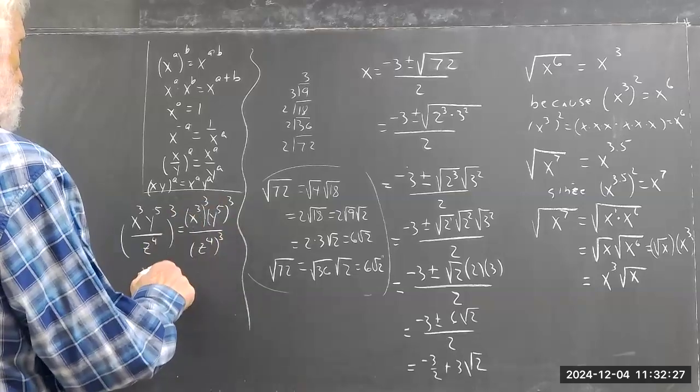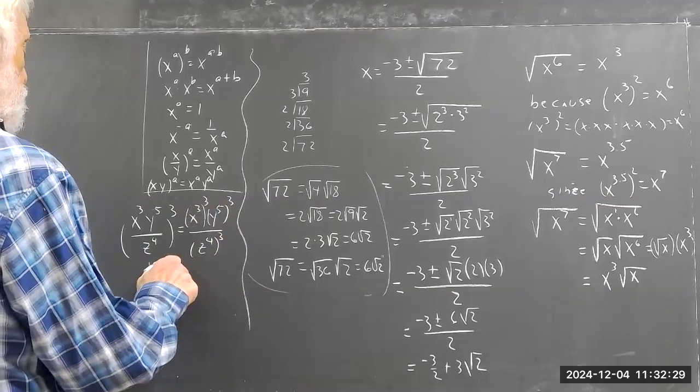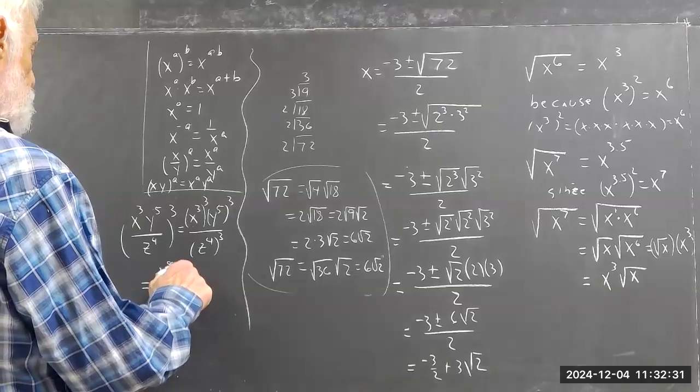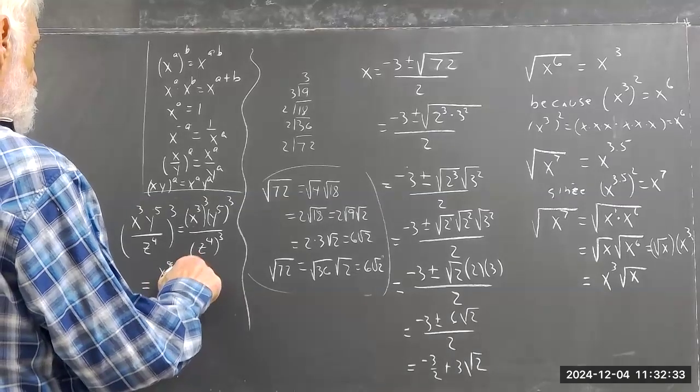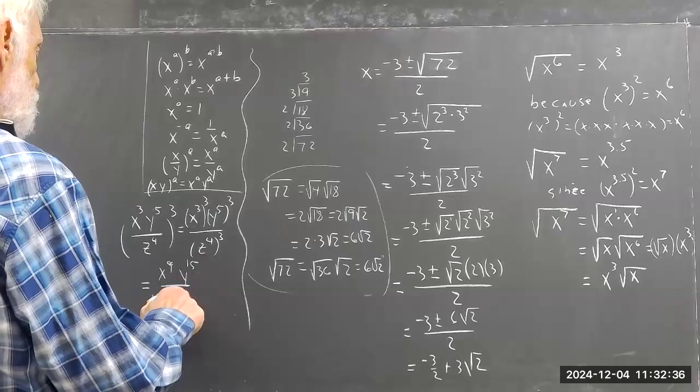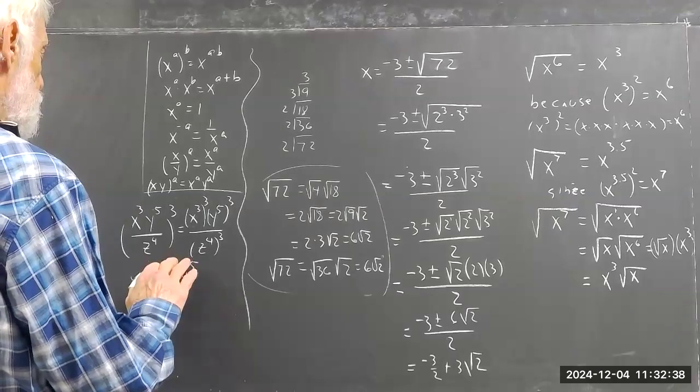So then x cubed to the 3rd is x to the 9. y to the 5th to the 3rd is y to the 15th. z to the fourth to the third is z to the 12th.